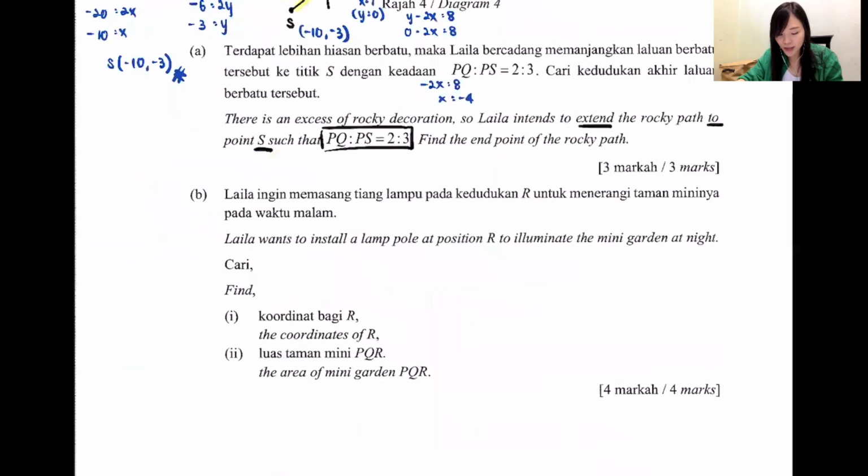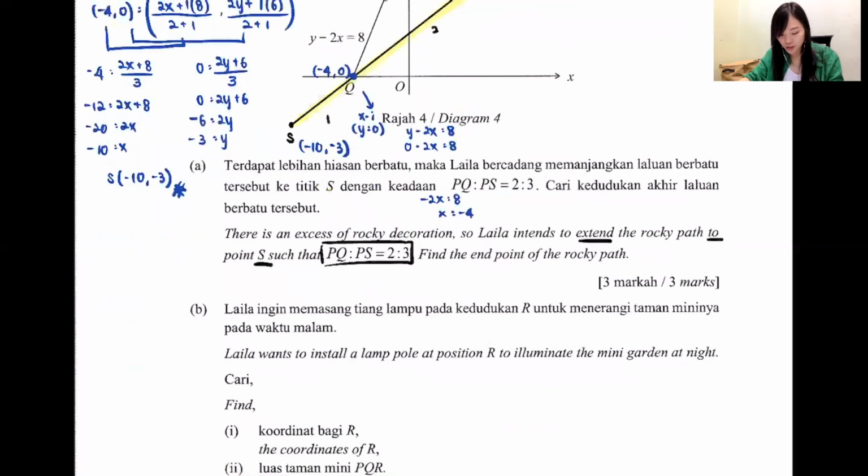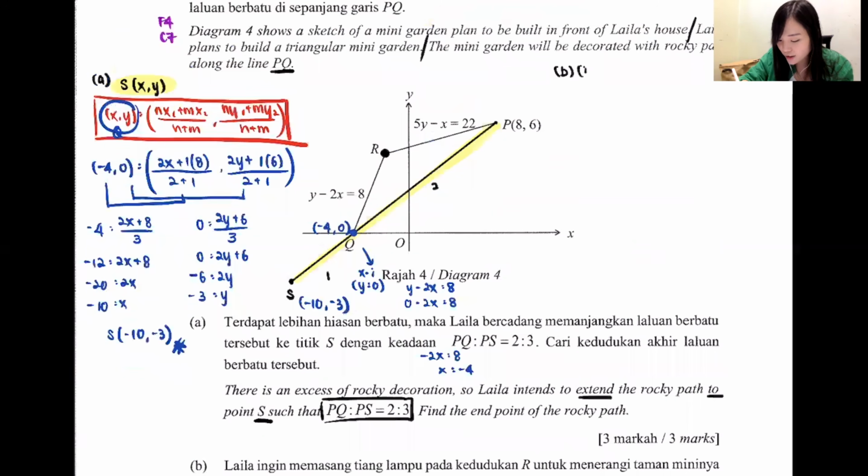So B, they say what? Leila wants to install a lamp pole at the position R to illuminate the mini garden at night. So he wants to have a lamp on point R, okay? So first one, find the coordinate R. Coordinate also, your answer will be XY. So guys, how do we find coordinate R?